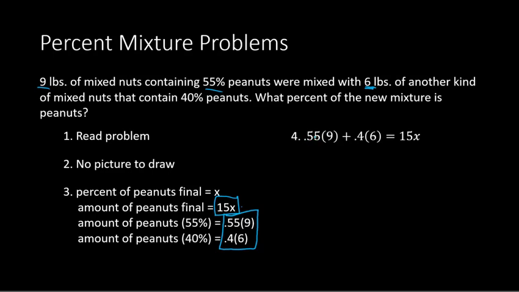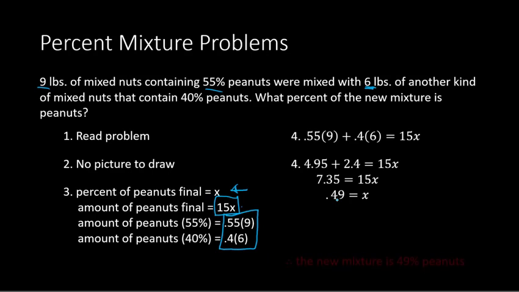So we can multiply 0.55 times 9, that gives you 4.95. 0.4 times 6 gives you 2.4. You add those together, that gives you 7.35, and that's equal to 15x. And then we can divide both sides by 15. So x would equal 7.35 divided by 15, which would equal 0.49. So that is your value for x. That is the percentage of peanuts in the final mixture. So 0.49, which would be 49%.